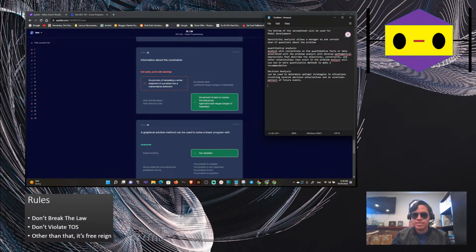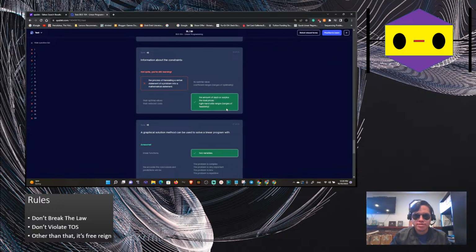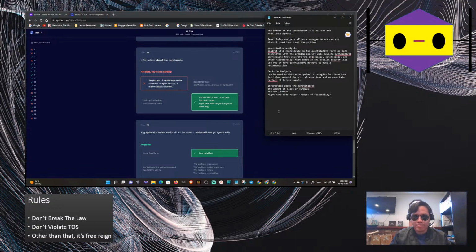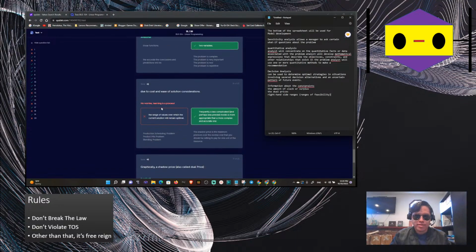So let's see which ones we messed up. The amount of slack or surplus in dual values. Right hand side ranges of feasibility. Got it. And then we have due to cost and ease of solutions.